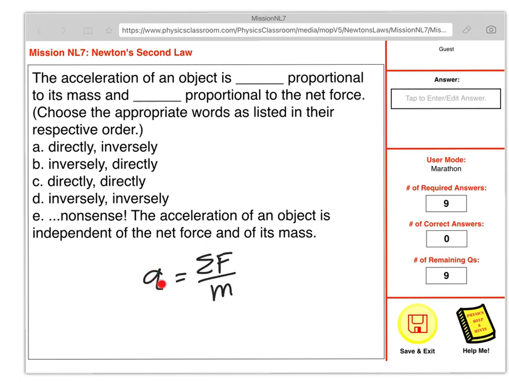So by the equation, and also just logically, more mass means less acceleration, more force means more acceleration. So this is an inverse relationship, this is a direct relationship, inverse and direct.